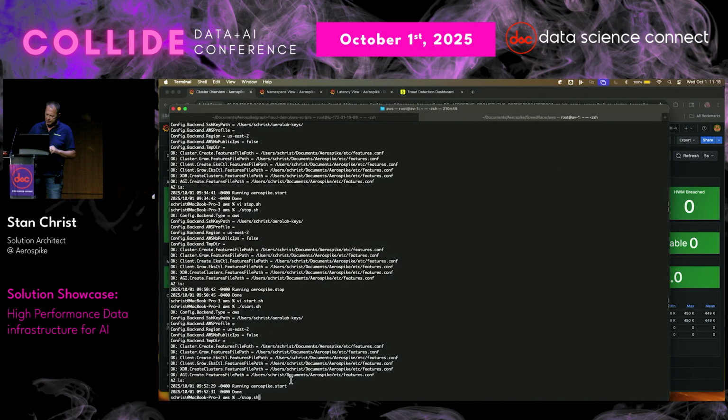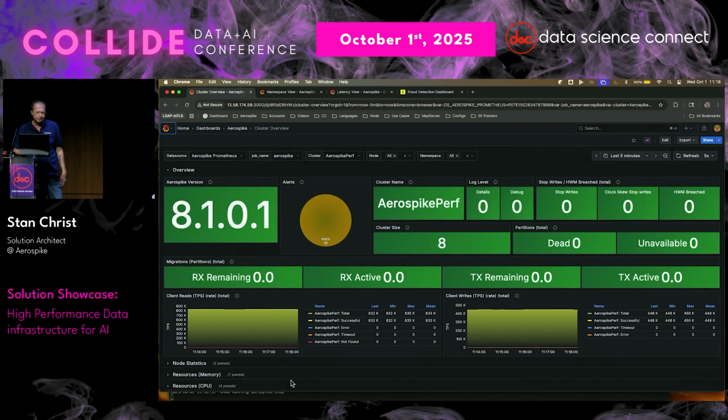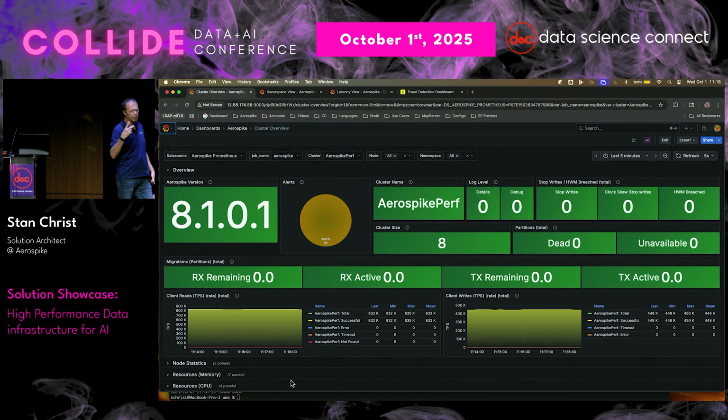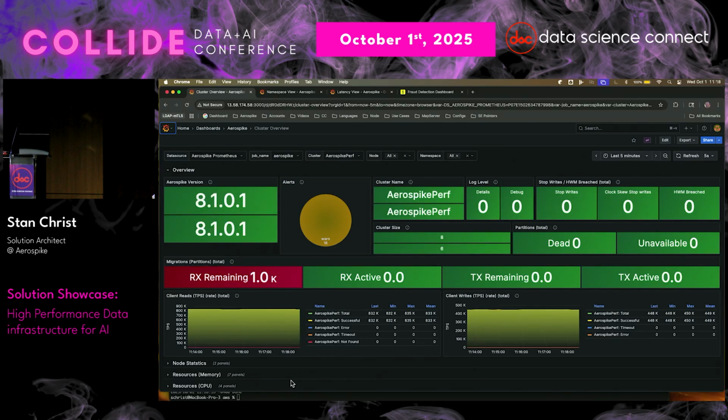I'm going to drop over here. I'm going to stop this. What I've just done is I've taken out 2 nodes of my cluster. I've reduced it by a quarter. 25% of my workload is being diverted to 6 nodes now. You notice I got a little split on screen. Got 8 and a 6 there, and the migrations are starting to happen.